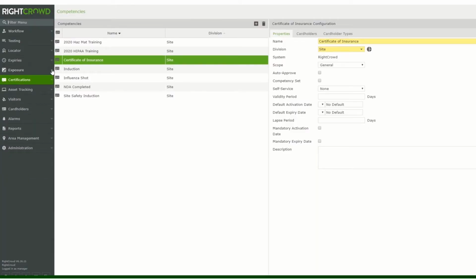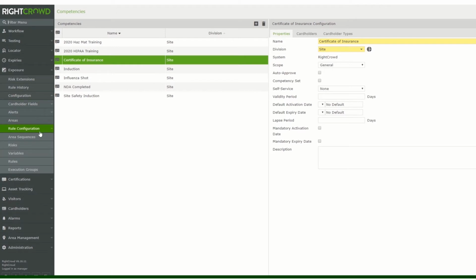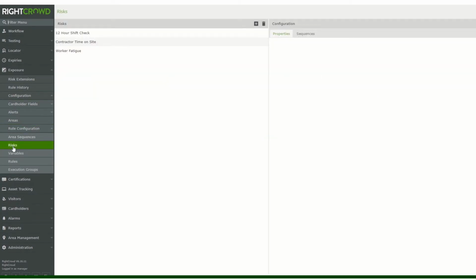Next, we'll take a quick look at the exposure module. Fatigue and exposure management automates the processes of locating workers in breach of policies and automating the remediation processes through rules. For example, finding workers who have been on site for too long or who have not had a sufficient break. Tracking toxic element exposure for workers across areas of site.